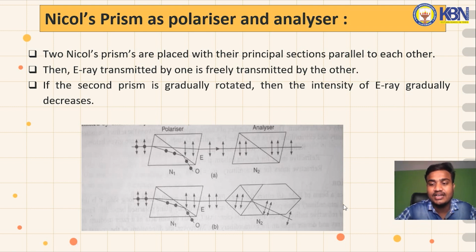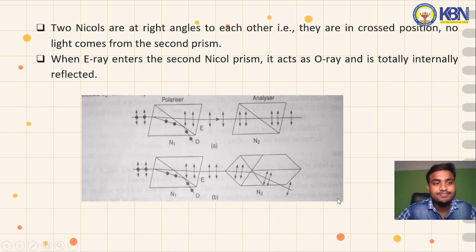When the two Nicols are at right angles to each other, that is, in the crossed position, as you can see in diagram B, no light comes from the second prism. When the extraordinary ray enters the second prism, it acts as an ordinary ray and is totally internally reflected. In this case also the Nicol prism is acting as both polarizer and analyzer. N1 is a polarizer producing plane polarized light and N2 is an analyzer detecting the plane polarized light.